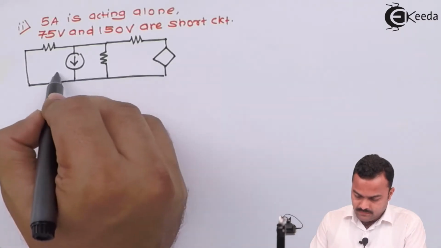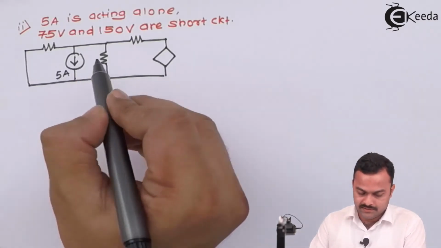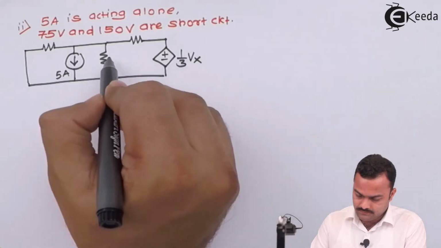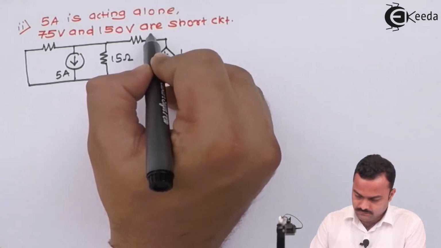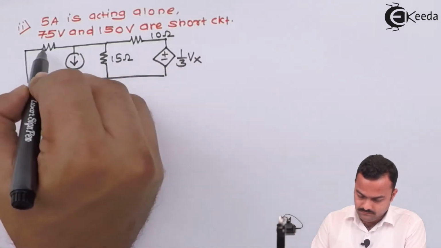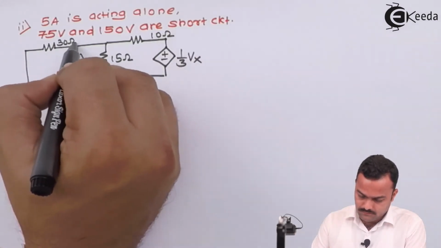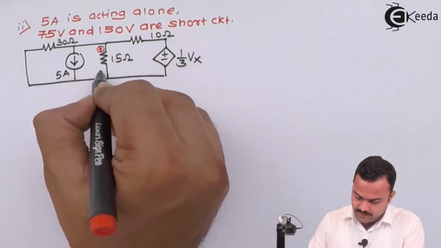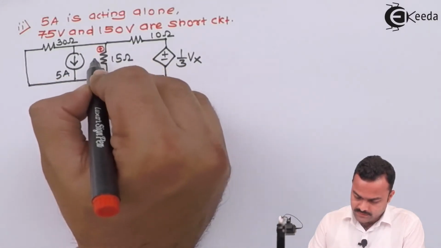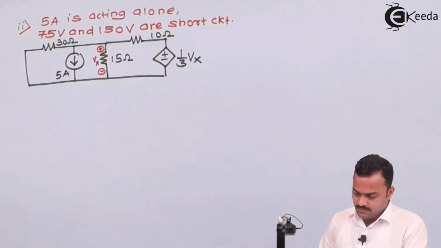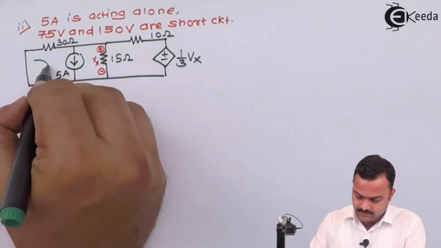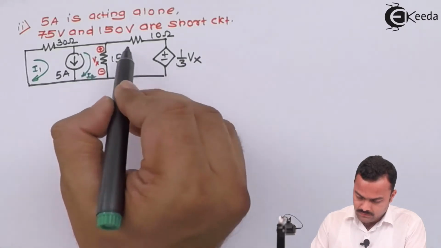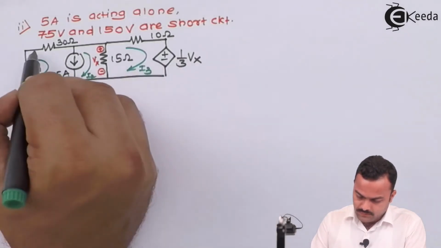So this is a 5 ampere, which is the only independent source acting in the circuit with this dependent source. And this Vx, the polarity given by them, will maintain that as it is. So this is Vx. Now there are three meshes over here: I1, this is I2, and this is I3, and the voltage drops are marked like this.